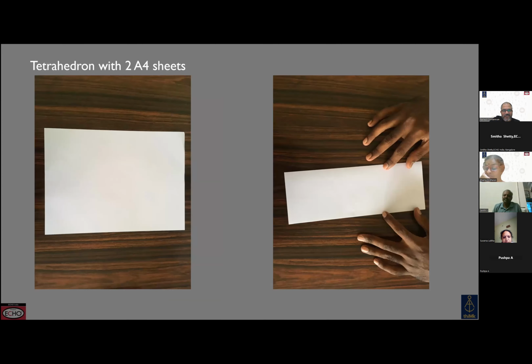Yeah, we can make a tetrahedron with 2 A4 sheets. You can take a sheet and fold it in half on the longer side. One nice fold. And all of you have done this. And we can open it and then see the center crease clearly.